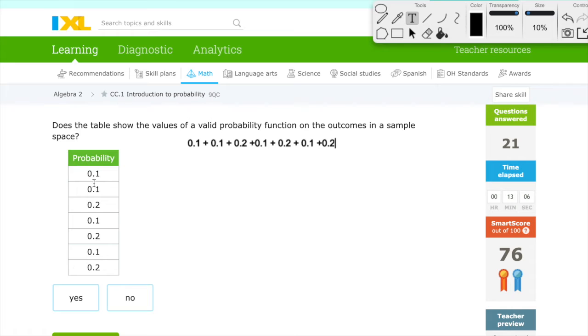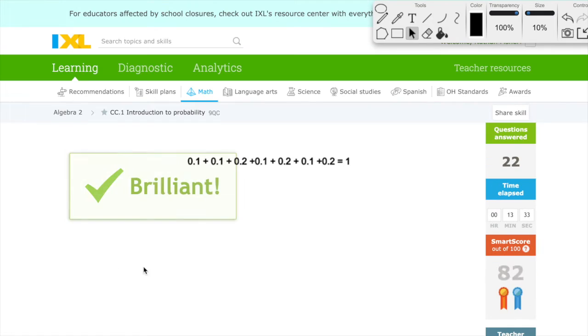Did I get all these? 1, 2, 3, 4, 5, 6, 7. 1, 2, 3, 4, 5, 6. Okay. Now if I add all those up, I'm looking for 1 in order for it to be a yes. Anything else is a no. You might even be able to hear me clicking on a calculator right now. I'm using my phone though, so we'll see. So these actually do add up to 1 or 1.0. Your calculator might tell you. That tells me this is yes.